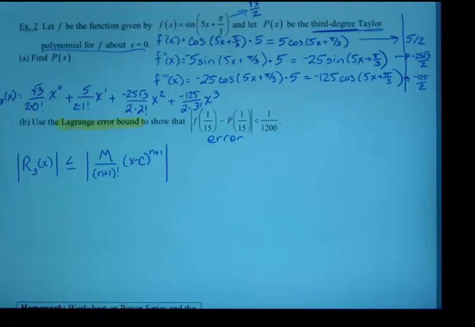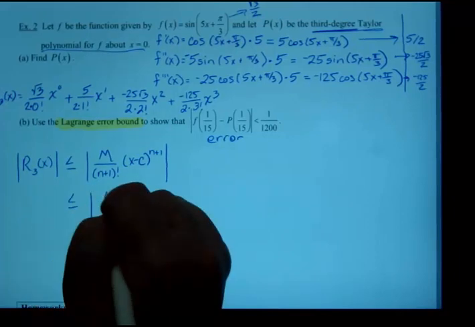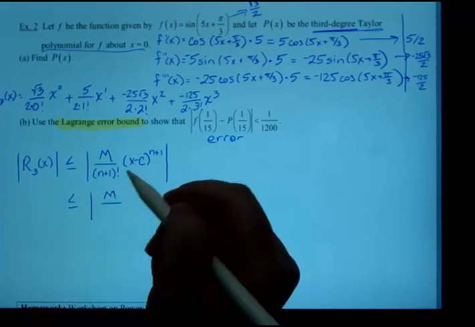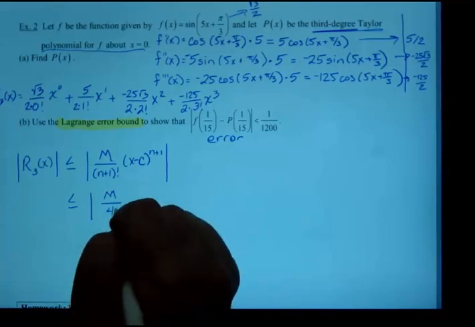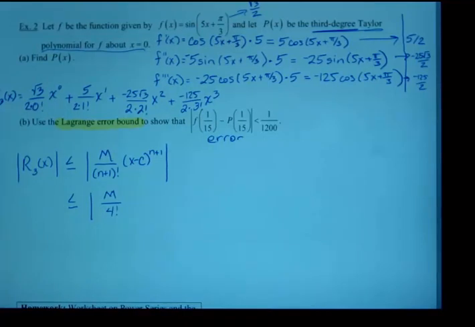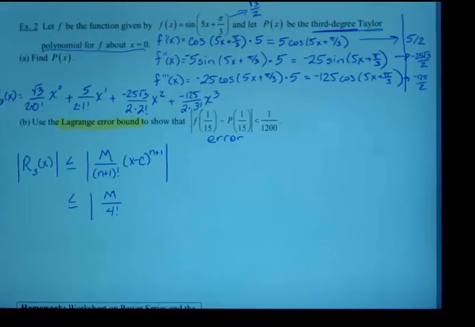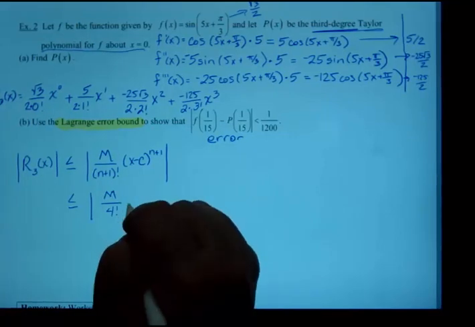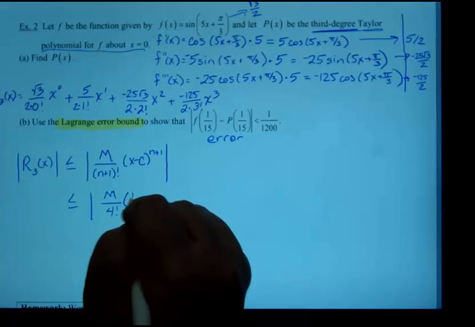Okay? Let's just leave M until last. So, this is less than or equal to M over what factorial? 4. How do we know it's 4? Because we went out to 3. When we wrote the problem in the previous part, we went out to 3, so it's always the next one. Okay? Now, what is x? It is 1 over 15. Minus, what is c?